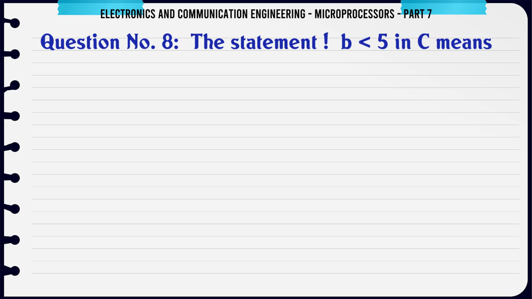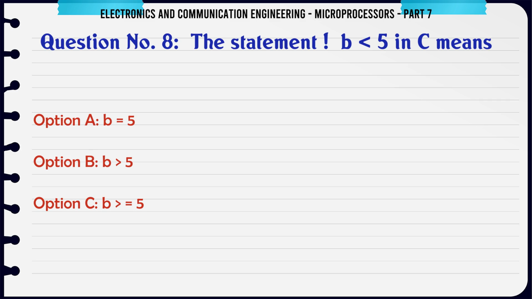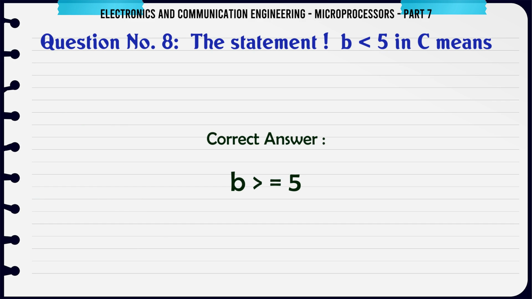The statement B5 in C means: A, B5. B, B5. C, B5. D, none of the above. The correct answer is B5.